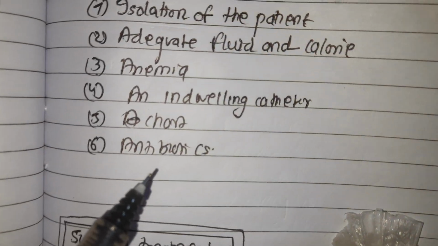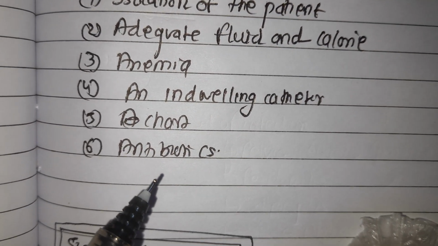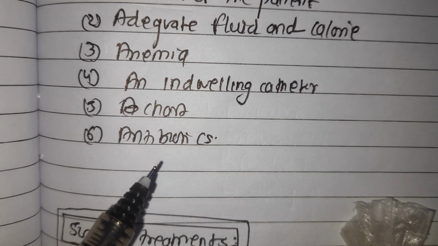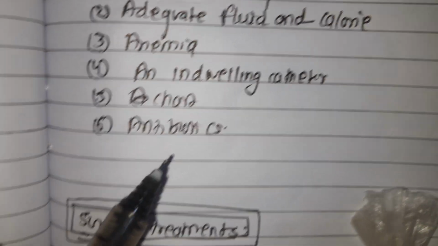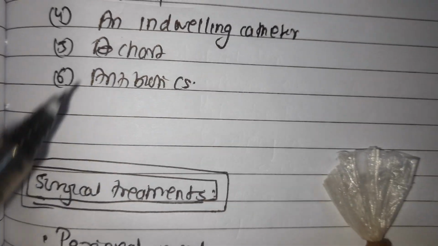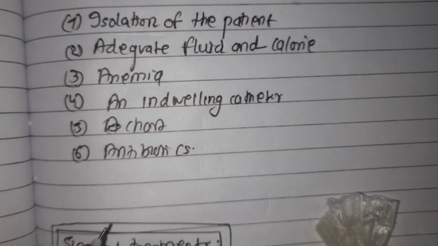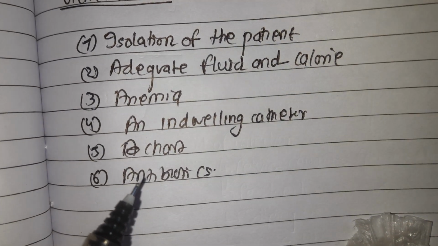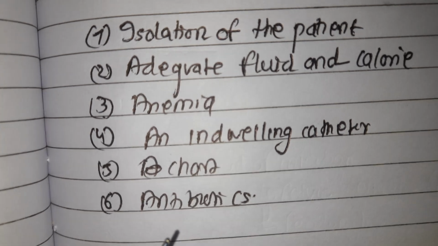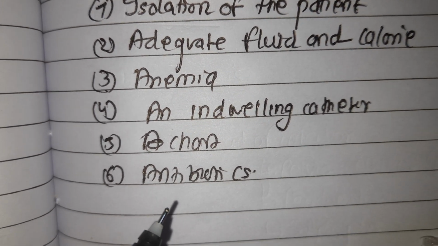An indwelling catheter is used to relieve any urinary retention due to pelvic abscess, and it also helps to record urinary output. A chart is maintained by recording pulse, respiration, temperature, local discharge, and fluid intake and output. And the antibiotic regimen should ideally depend on the culture and sensitivity report.